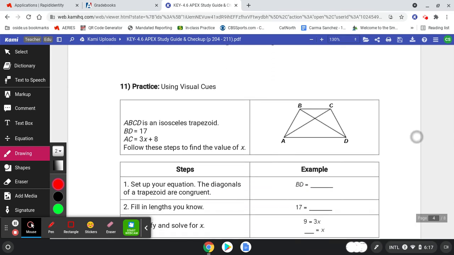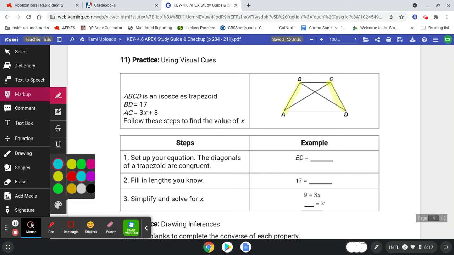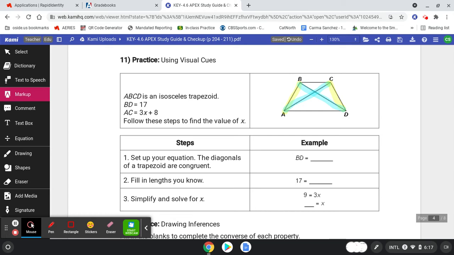If we're given that this is an isosceles trapezoid, so we know that this side is congruent to this side. We know the base angles are equal, and we also know that the diagonals are congruent, right? That's all of our properties. They're telling us that BD is 17. And they're also telling us that AC is equal to 3x plus 8.